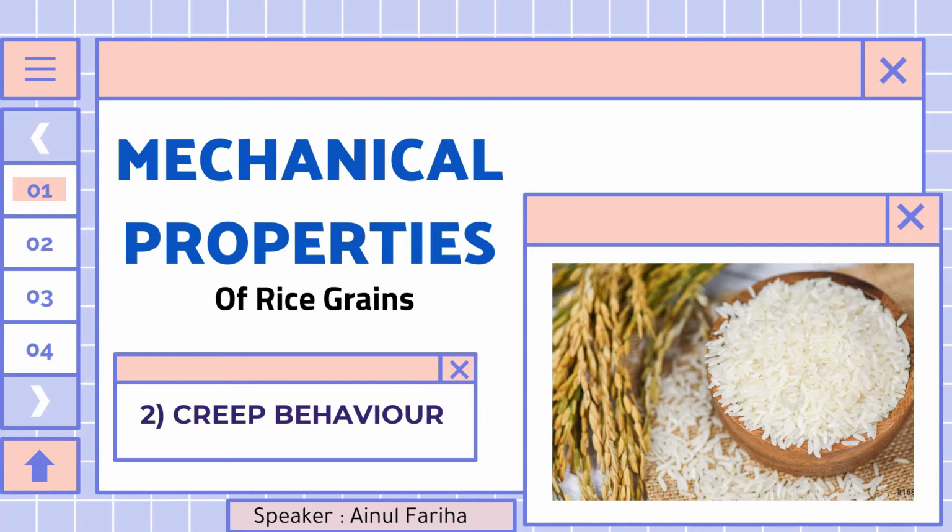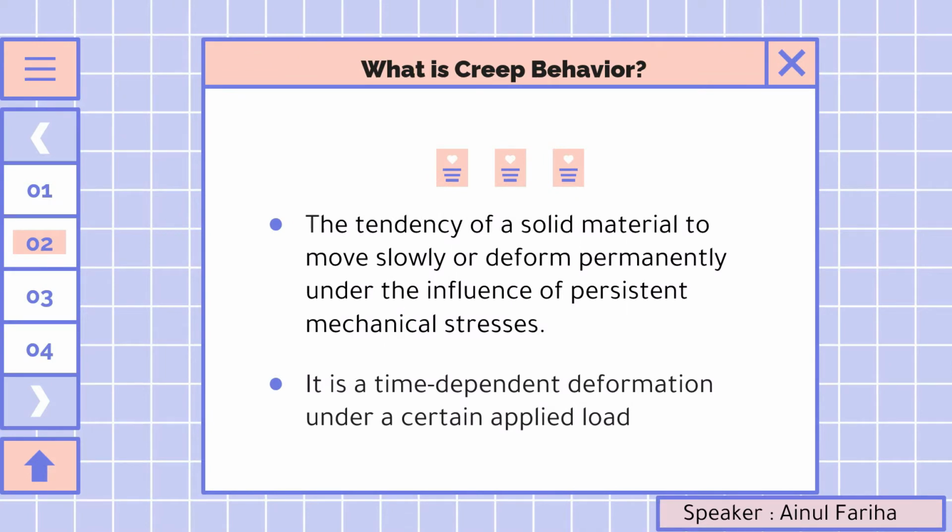Let's proceed to the other mechanical property of rice grains, which is creep behavior. What is creep behavior? It is the tendency of a solid material to move slowly or deform permanently under the influence of persistent mechanical stresses. It is also a time-dependent deformation under a certain applied load.